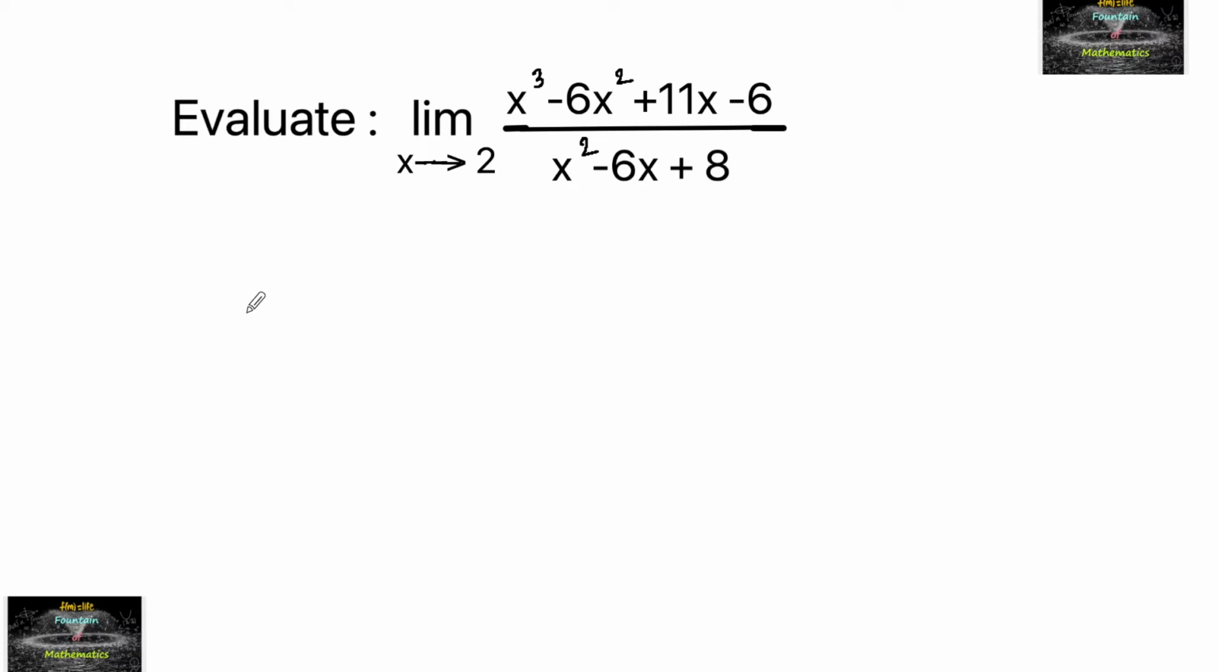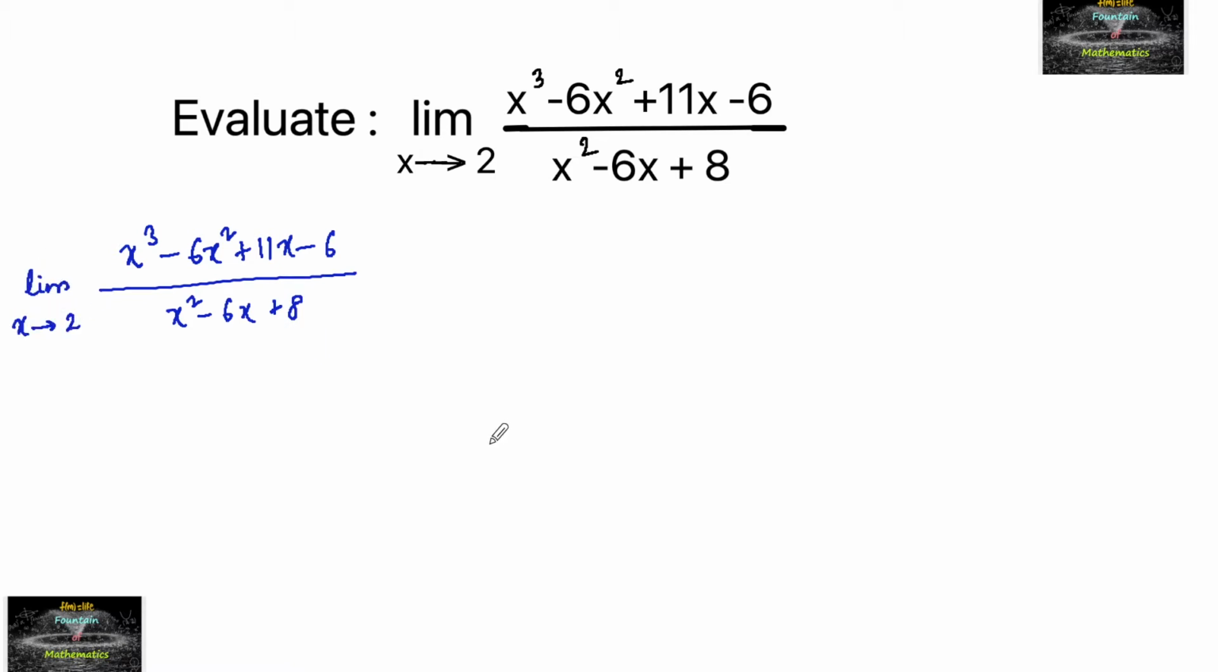Evaluate the limit as x tends to 2 of (x^3 − 6x^2 + 11x − 6) upon (x^2 − 6x + 8). By substituting x = 2, we get 2^3 = 8, minus 6 times 2^2, that is 6 fours are 24, plus 11 twos are 22, minus 6, upon 4 minus 6 twos are 12, plus 8.